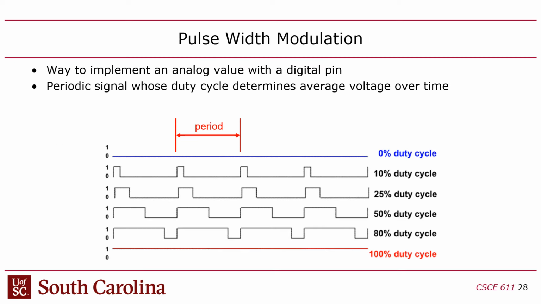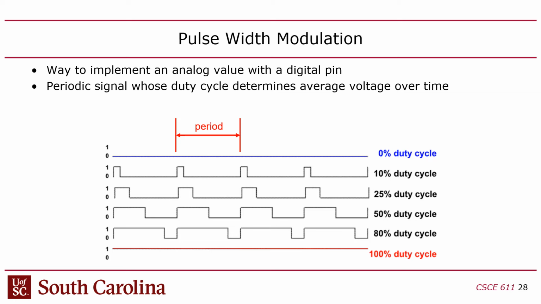Okay, so here's an example where you have a periodic signal, which just switches between 1 and 0, right? And the period can be measured from rising edge to rising edge, for instance, or from falling edge to falling edge. So that's the period. And the period is just repeated forever. And then within each period, you have a time where the signal is high and a time when the signal is low. The percentage of that period that the signal is high is called the duty cycle, right?